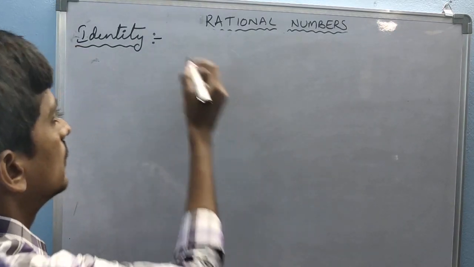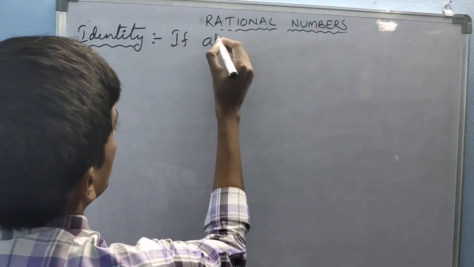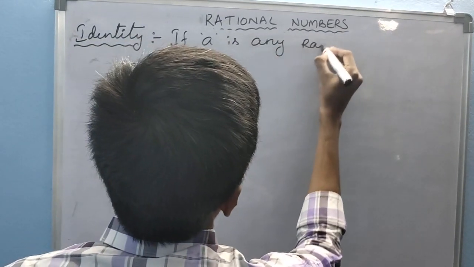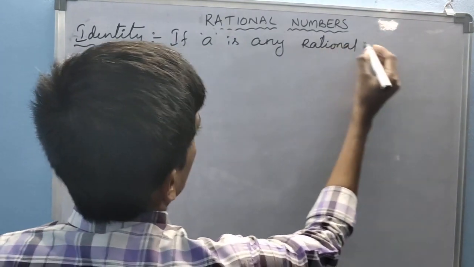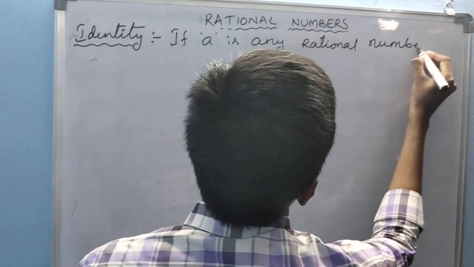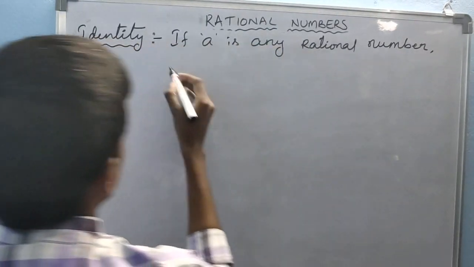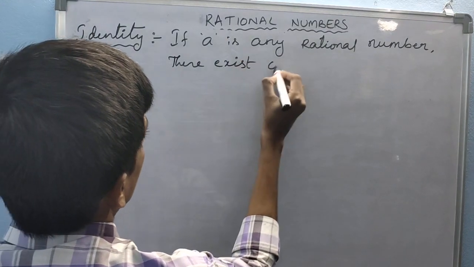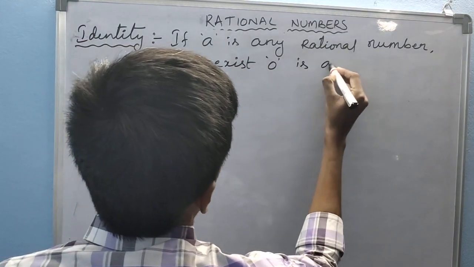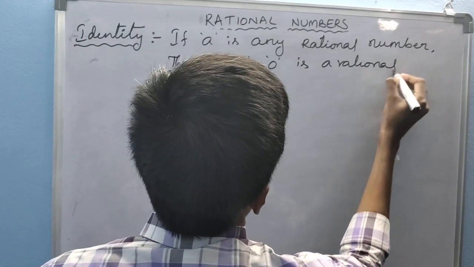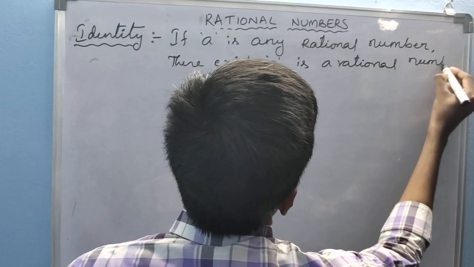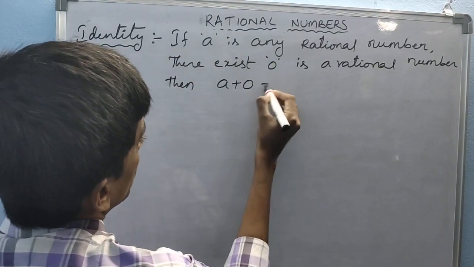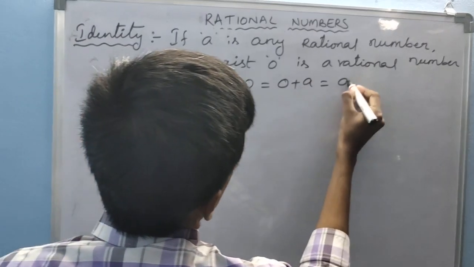Identity means if A is any rational number, there exists 0, which is a rational number, then A plus 0 equals 0 plus A equals A.